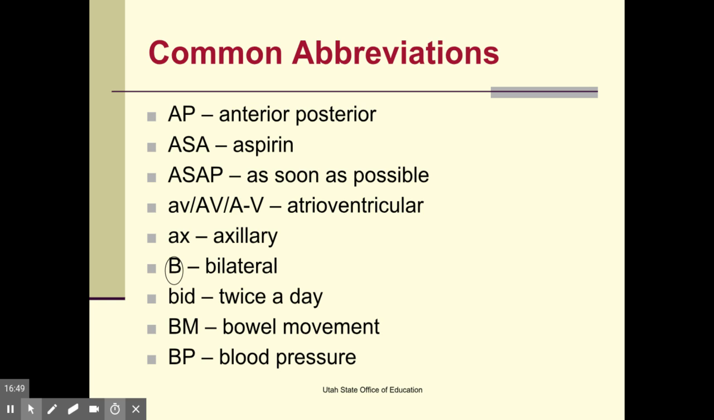AP is anterior position, used a lot in radiology, or if we're doing stuff related to certain positioning for examinations. ASA is still used often for aspirin. ASAP, we don't use that as much as we used to. We would use STAT instead, which means right now or as soon as available. Atrioventricular, AV, the AV node, we use that a lot.